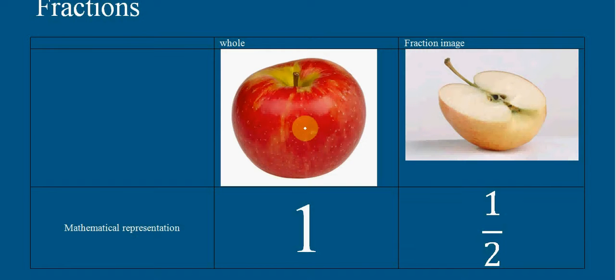Okay, this is a whole apple, so mathematically we can say that it is one apple, right? Here written in digit, and this one is a half apple. Mathematically we can say 1 upon 2, right? So why do we need fraction? What is the use of fraction?